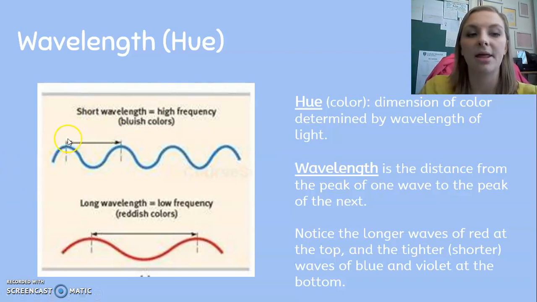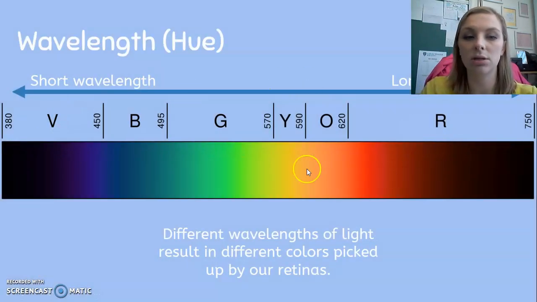So if you're in a wave pool, it would be measuring from the top of one wave to the top of another wave. That's wavelength. Shorter wavelengths are going to be bluish colors. Longer wavelengths are going to be reddish colors. And this is a better visual to show you.